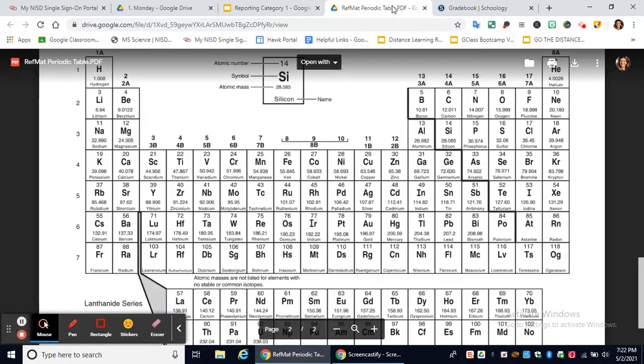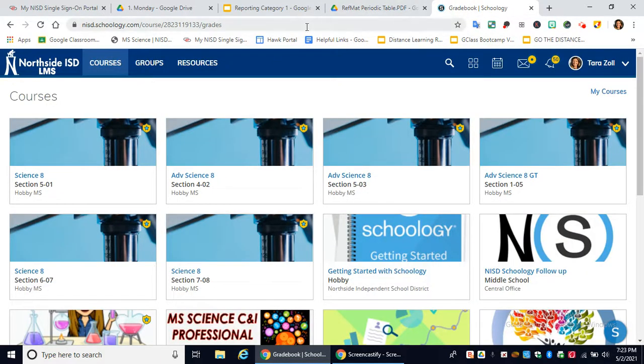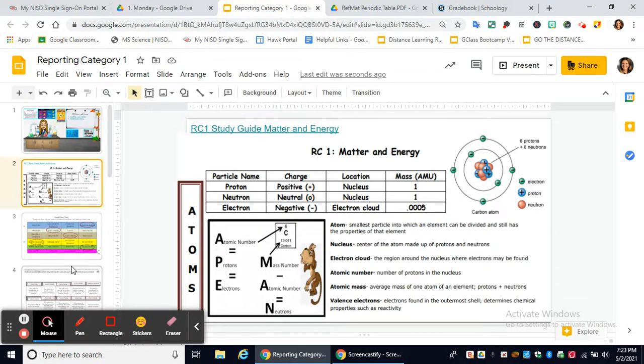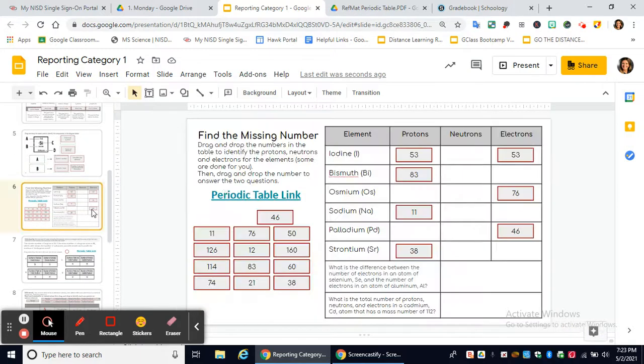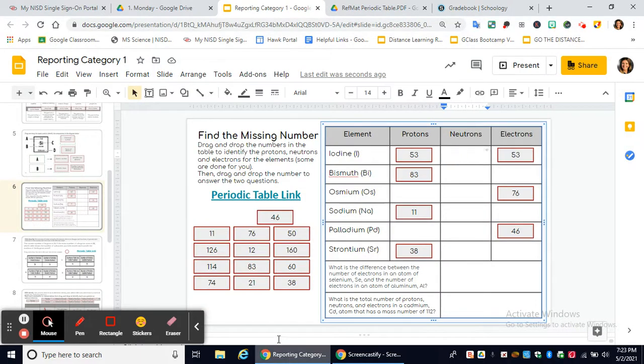So going back over and looking at iodine, we want to round 126.9, which would round to 127. And we would take 127 and subtract 53. So again, 127 subtract 53, that's going to give us our number of neutrons. So we can put that in the chart. Our number of neutrons is going to be 74.